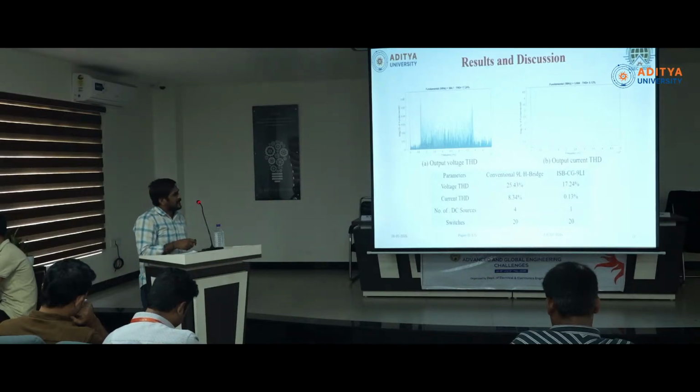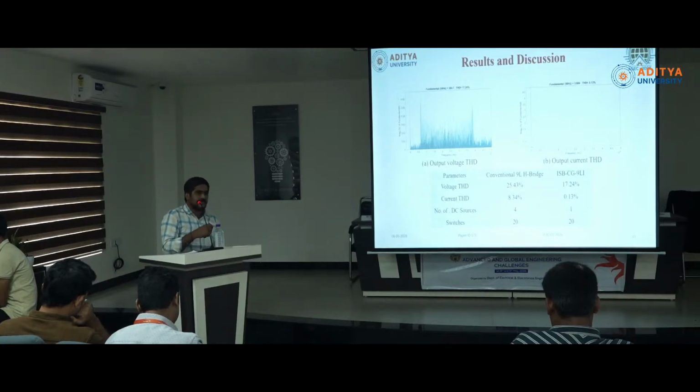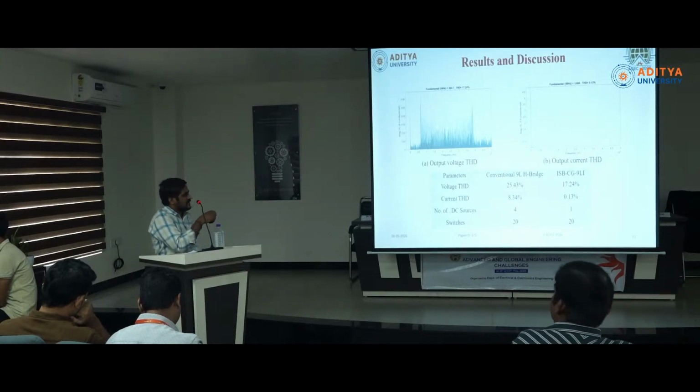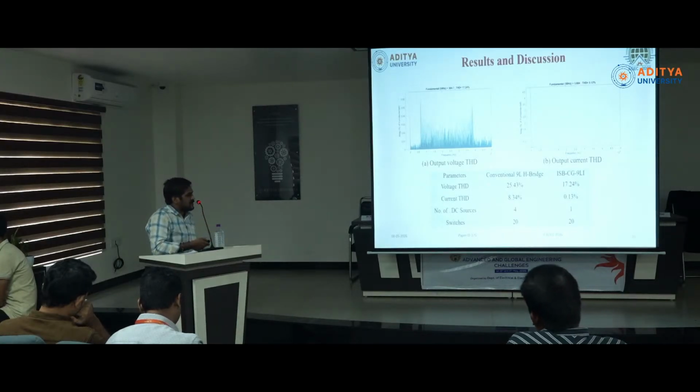Here we are comparing, actually it is a single stage DC to AC conversion. So we are comparing this with the existing conventional 9 level H bridge. In the conventional 9 level H bridge, we are using 4 DC sources individually, and you need to offer isolation between the 4 sources. Here we are using only 1 source, so there is no need of any isolation among the sources. And the number of switches, if you are using the DC to DC converter as well as the conventional H bridge, we are using the same number of components, 20 as well as 20.